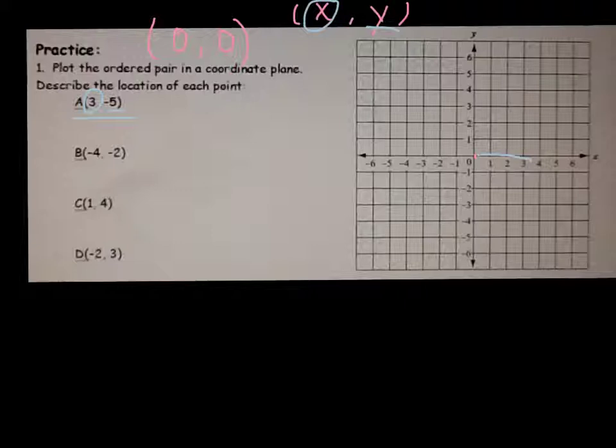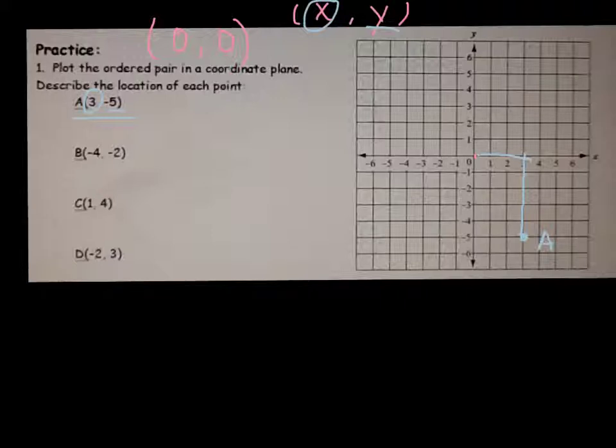Then I either go up or down. Typically an airplane only goes up. However, since I have a negative number, -5, I'm going to go down from that 3 to -5, and this is where I'm going to plot my point. I always have to label a point because I'm often going to put more than one point on a spot. So right next to my dot, I'm going to put the letter A.